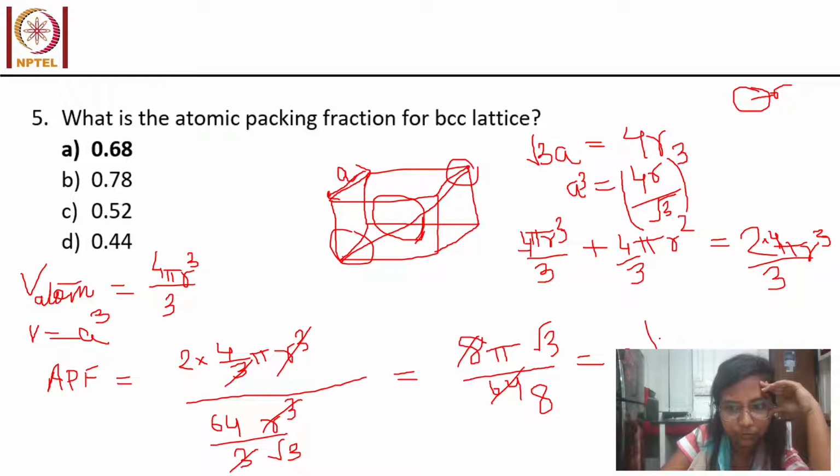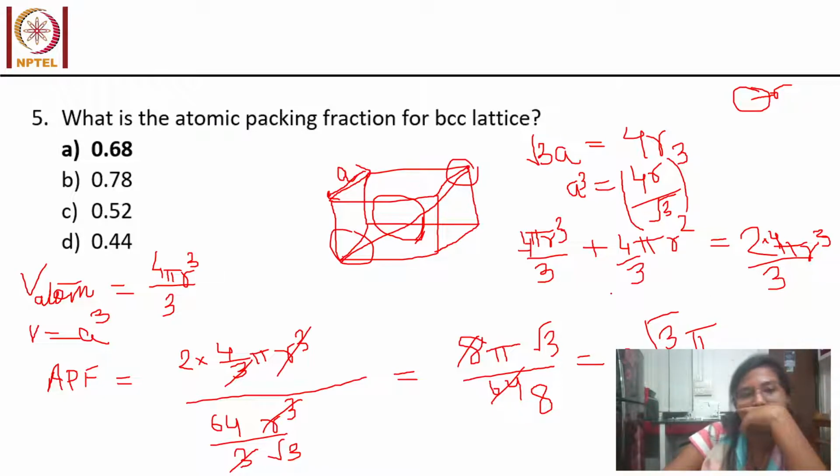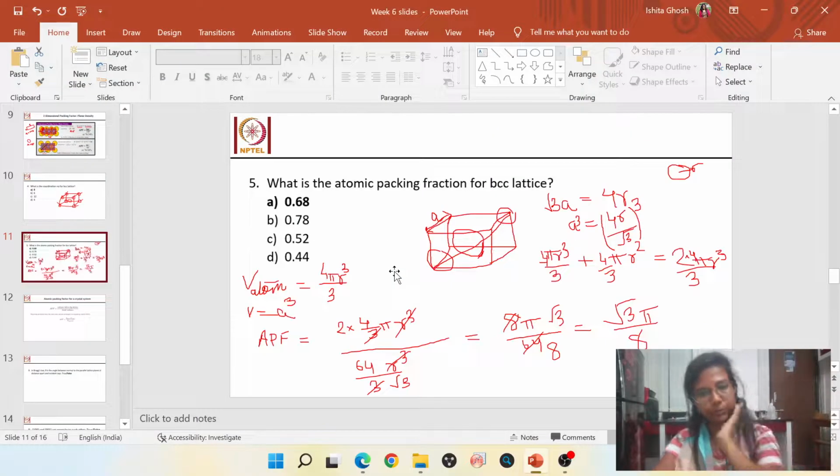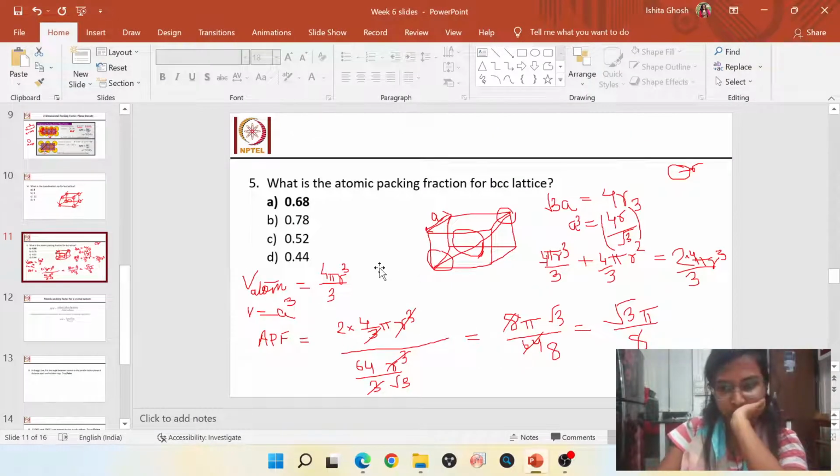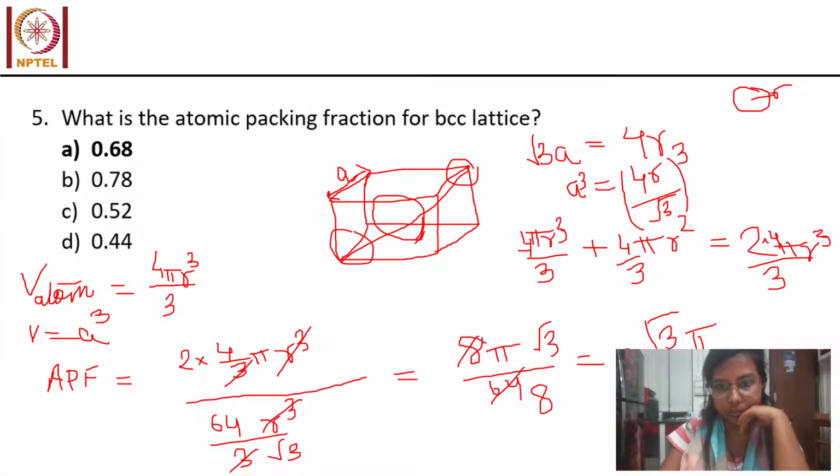So root 3 by 8 pi. If you do this, it will come out to be 0.68 or 68%. So you can just use a calculator for that. Okay. So then we proceed to the next question.